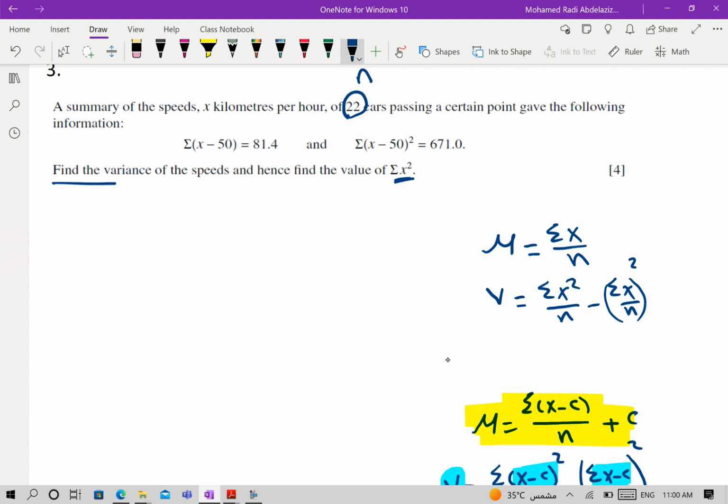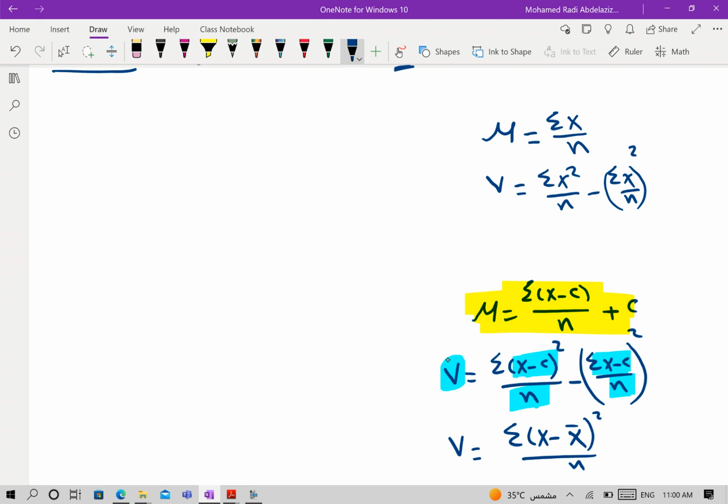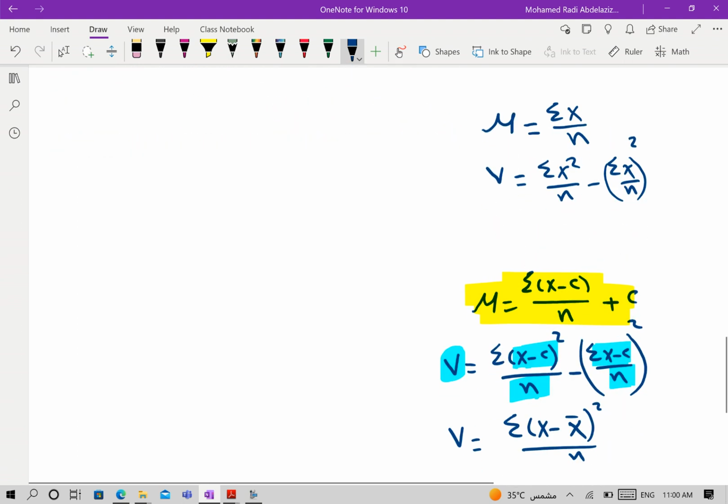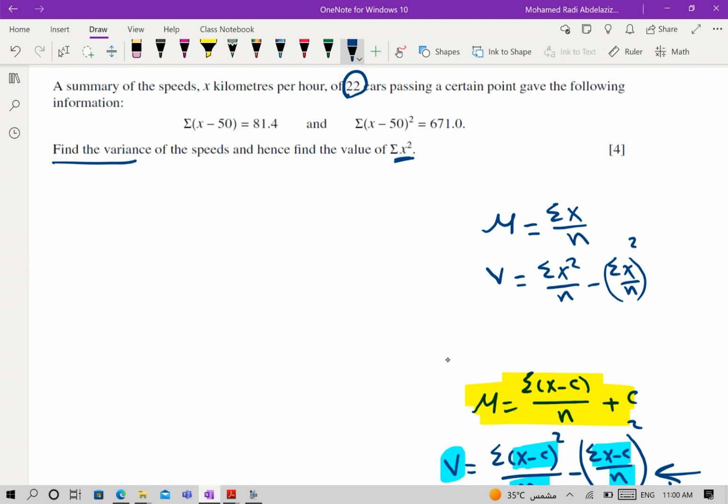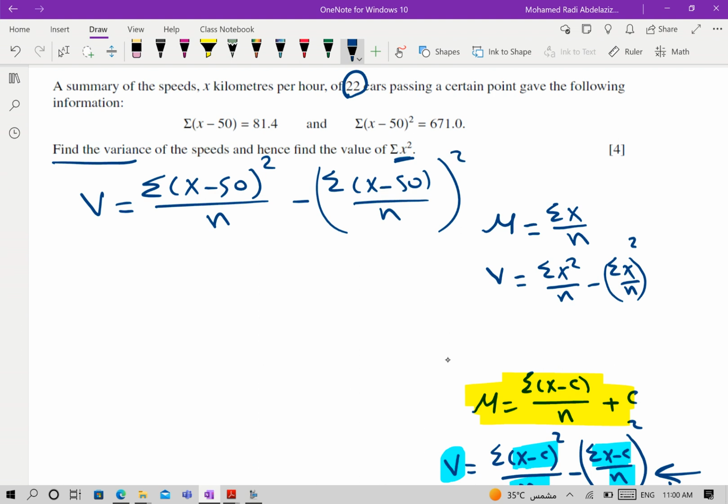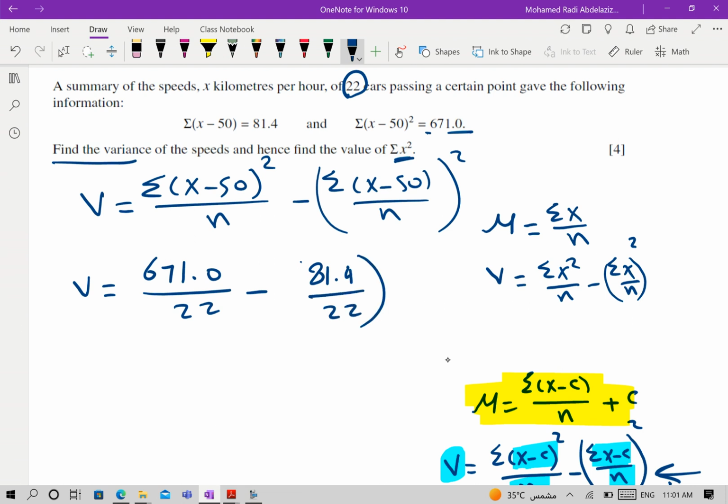First, to find the variance, which form can you use? Use the variance form, summation of X minus C all squared. Variance is summation of X minus 50 all squared divided by N, minus summation of X minus 50 divided by N, the whole squared. So the variance is summation of X minus 50 all squared, given 671.0, divided by N, 22, minus sum of X minus 50 divided by N, 81.4 divided by 22, the whole squared. Give me the value of variance, please. 16.8.